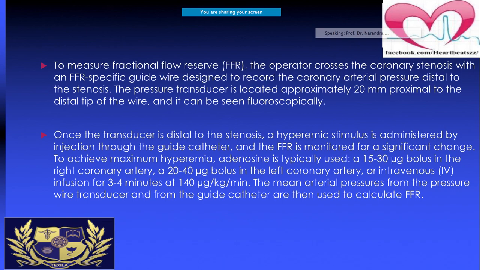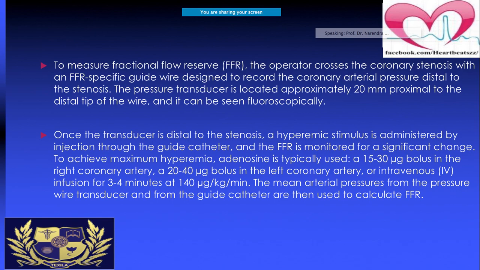Similarly, to measure the FFR, the operator crosses the coronary stenosis with the FFR-specific guide wire, which is designed to record the coronary artery pressure distal to the stenosis. The pressure transducer is located approximately 20 mm, so there should be a distance of at least 20 mm proximal to the distal tip of the wire so that it can be seen fluoroscopically. And once the transducer is distal to the stenosis, a hyperemic stimulus is administered by injection through the guide catheter, and the FFR is monitored for a significant change.